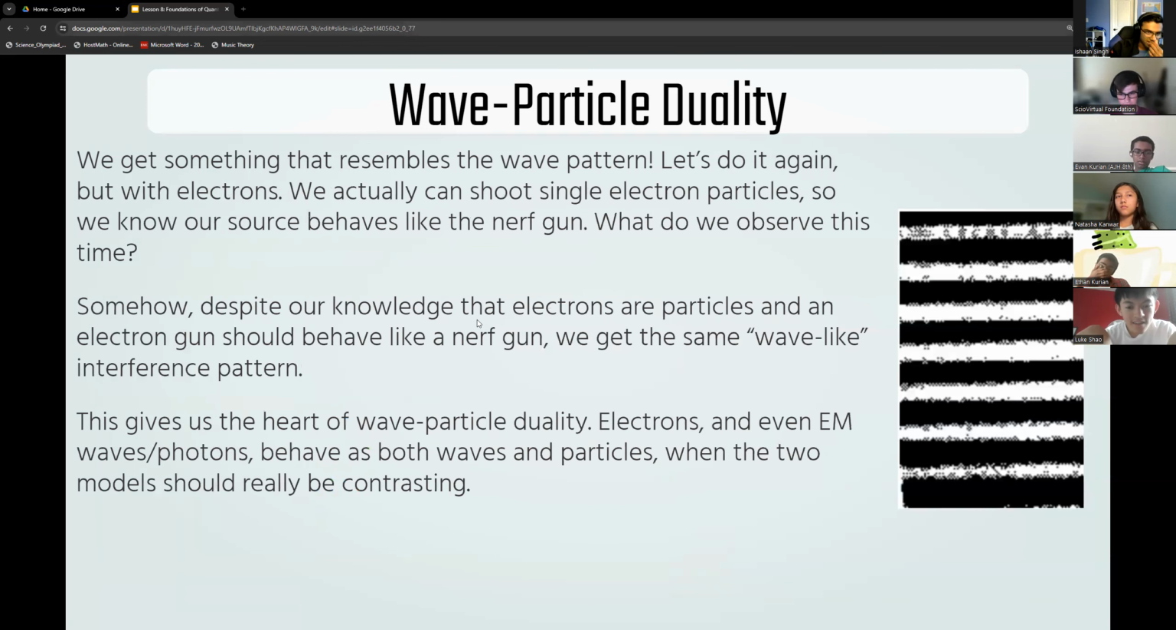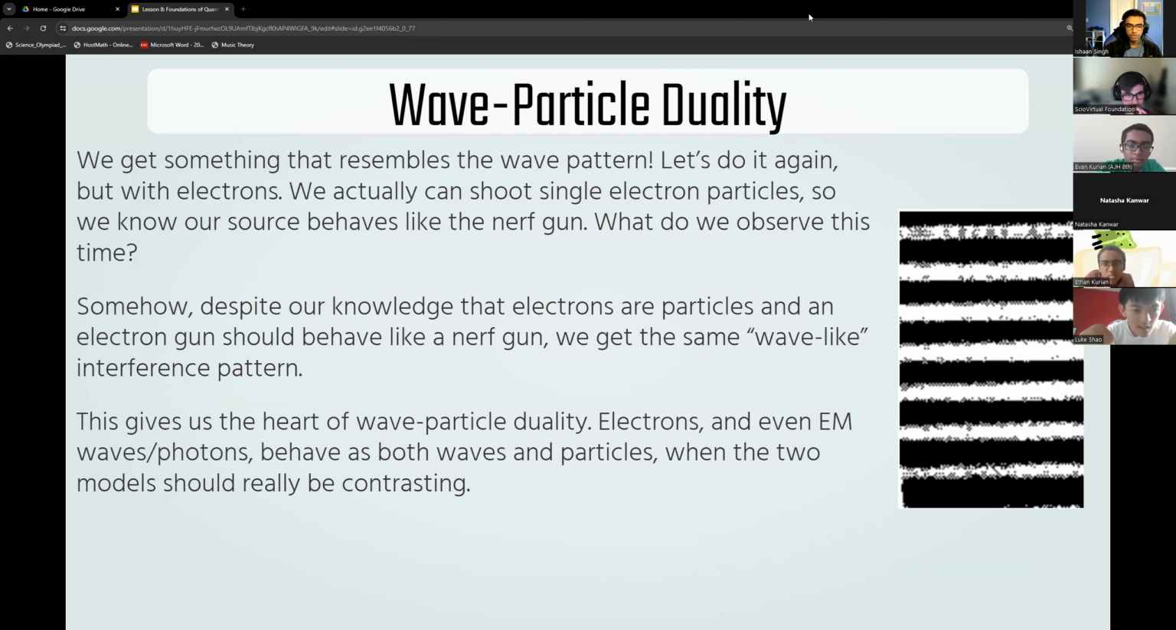So despite the fact that we're using our Nerf gun-like electron gun, which is shooting a countable number of particles, we're still getting a wave-like situation. We're getting a wave-like interference pattern with a particle-like emitter. And this is the real heart of wave-particle duality. Electrons and electromagnetic waves, which are just photons, behave as both waves and particles, when in reality, everything our classical logic, our real-world logic, tells us says that shouldn't be possible. Those should be contrasting perspectives.